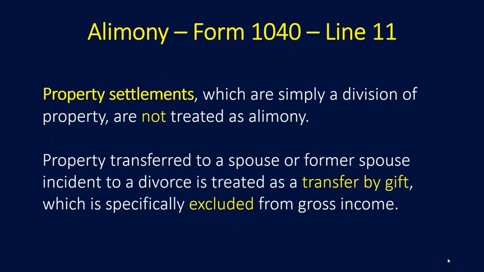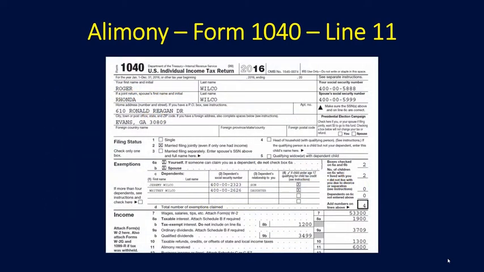Property settlements, which are simply a division of property, are not treated as alimony. Property transferred to a spouse or former spouse incident to a divorce is treated as a transfer by gift, which is specifically excluded from gross income. And again, alimony is listed on line 11 of the 1040.